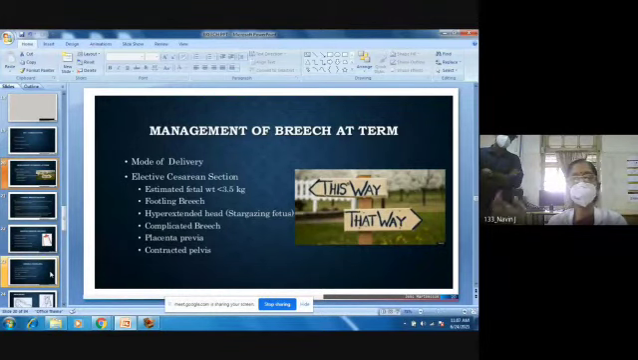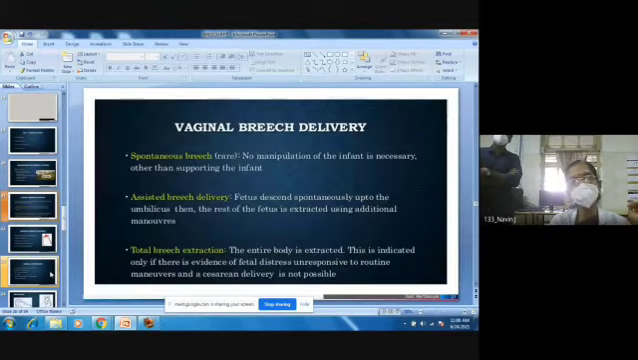Contracted pelvis, again, you have a lot of maneuvers and manipulations to do. So you should not be allowing for a vaginal delivery in these patients. You should take them up for an elective cesarean, preferably after 38 weeks. It should be taken up for cesarean section.